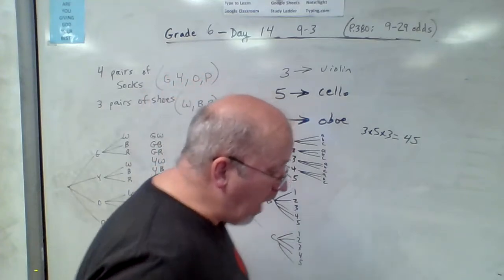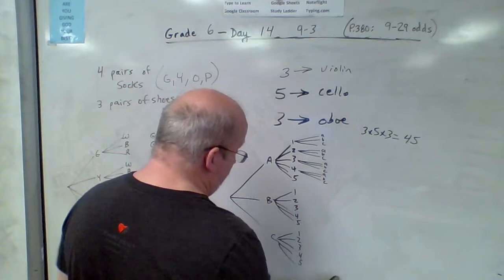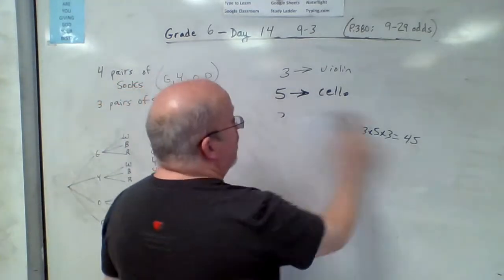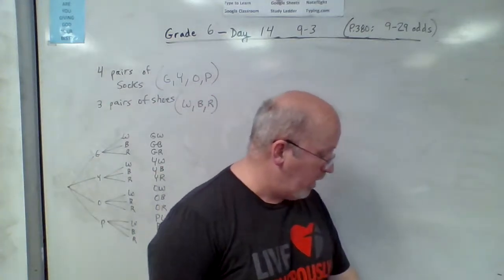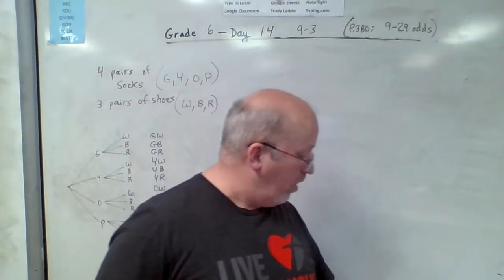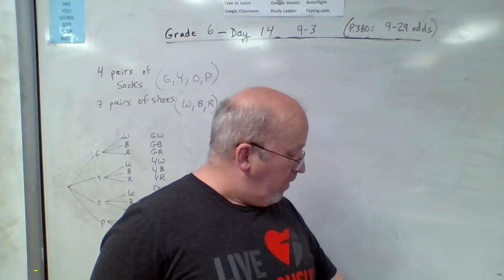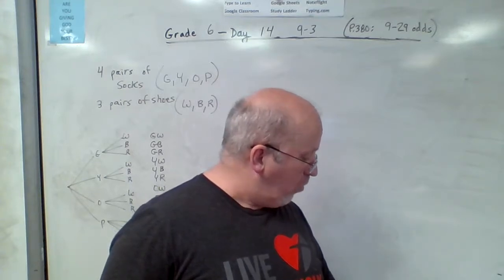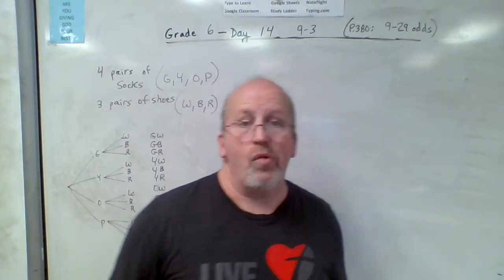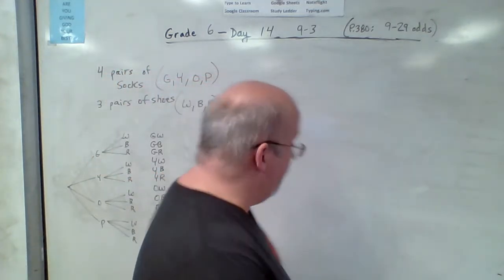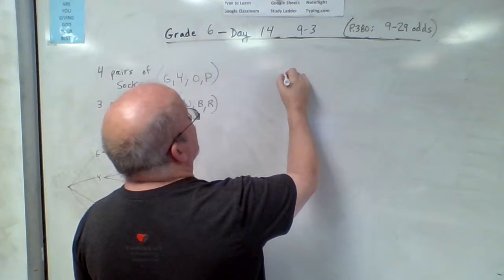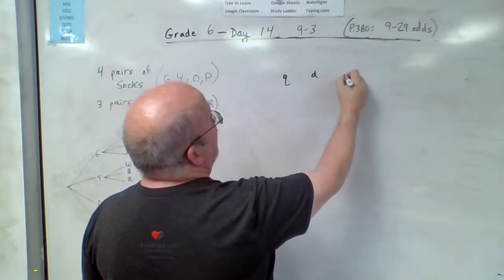Now let's look at the guided practice at the bottom of page 379. We're going to go through all of those problems. Number 5: use the fundamental counting principle to find the total number of outcomes in each situation. Tossing a quarter, a dime, and a nickel.